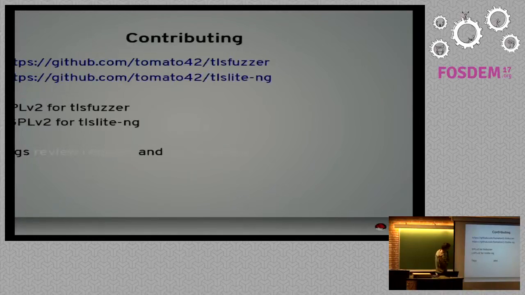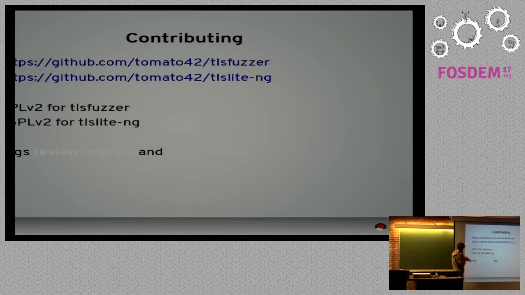If you want to contribute, the whole code and script examples and stuff like that is on GitHub in the TLS Fuzzer repo. TLS Fuzzer internally uses the TLS Lite NG implementation. This is a pure Python TLS implementation that I used for the crypto stuff, and basically as a library to code against and test against. The Fuzzer is under GPL version 2, and TLS Lite NG is under LGPL version 2.